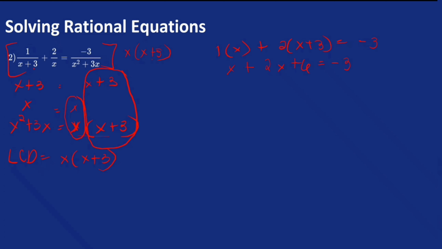That means we have to transpose 6 to the other side of the equation, and you'll get x plus 2x equal to negative 3 minus 6, which can be simplified to 3x equal to negative 9. And since your x still has a coefficient, we can divide both sides by its coefficient 3. So that this will be cancelled, and you'll have x is equal to negative 9 divided by 3, which will give us negative 3. And this is our final answer.